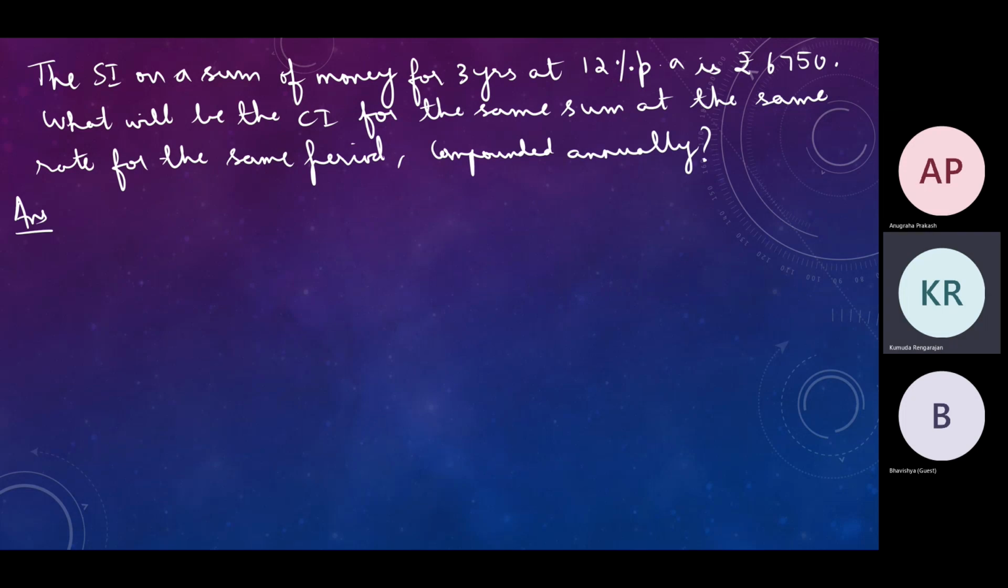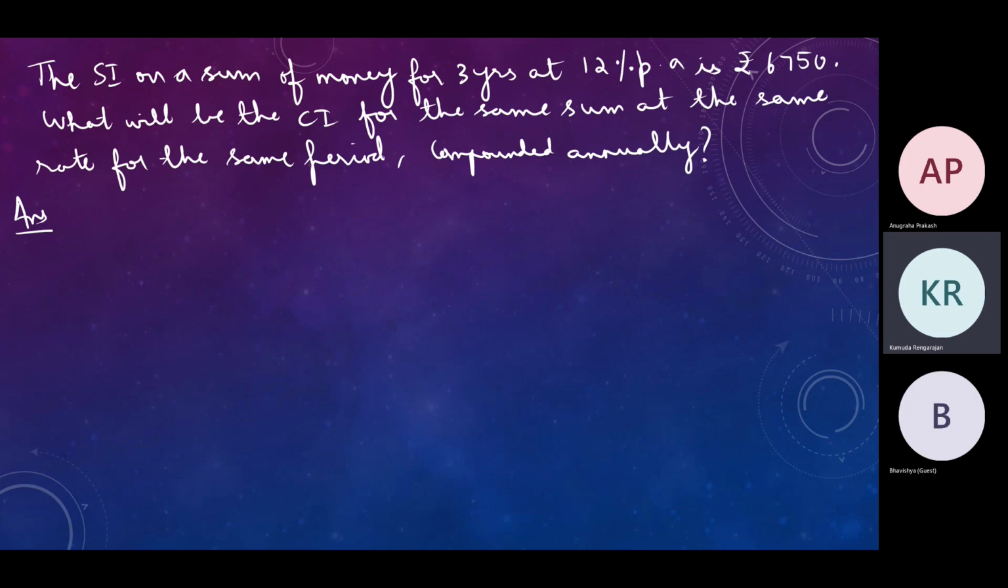The simple interest on a sum of money. So we don't know the sum of money, that is, we don't know the principal. The simple interest on a sum of money for 3 years at 12%. You know the rate, you know the time, you don't know the principal. The simple interest is 6,750. What is 6,750? That's not the principal.